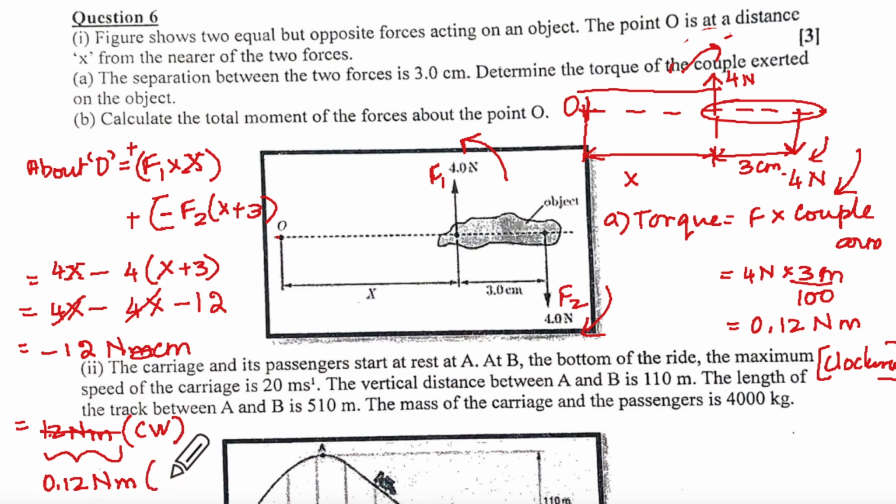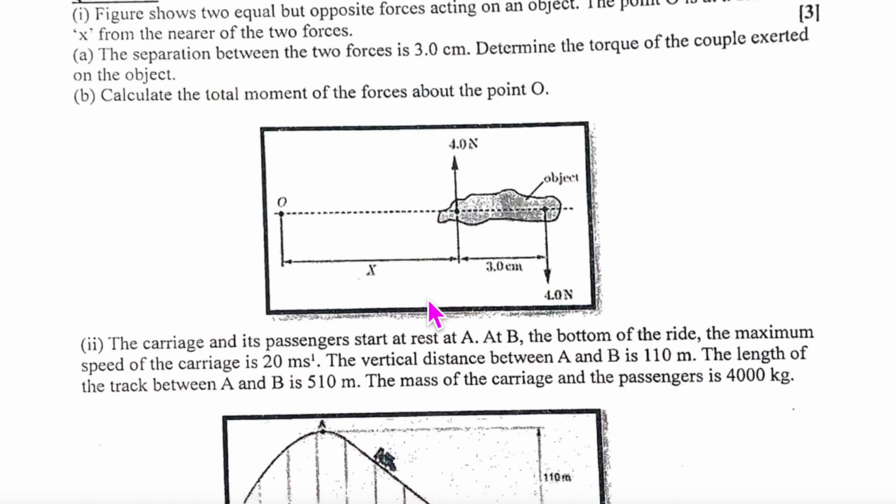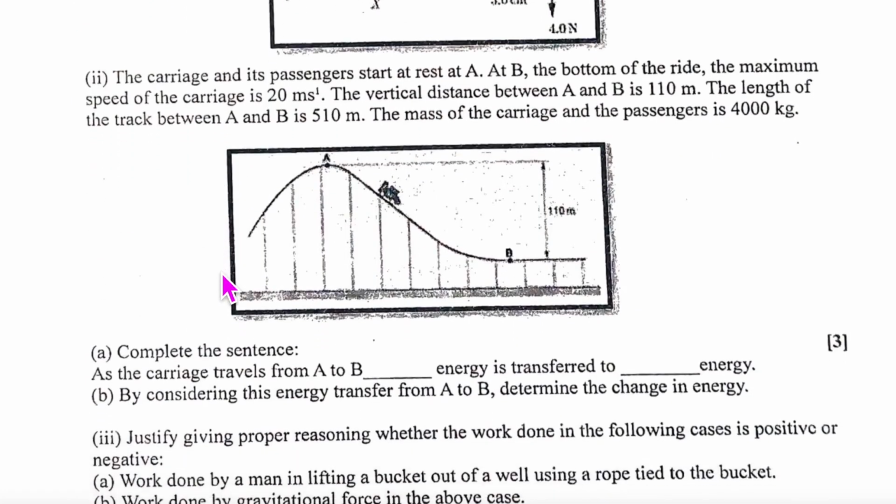Okay, and this will be clockwise movement. But the total will be 0 moment because anti. How total? About O we subtracted, no? Anti-clockwise yes, and about O clockwise, no? Yes, ma'am. Okay.